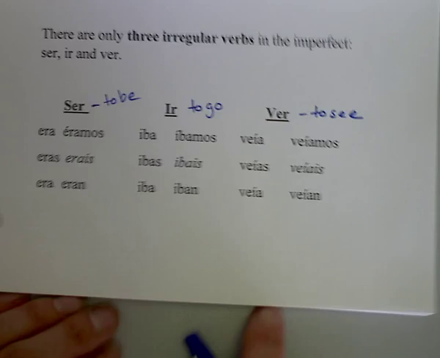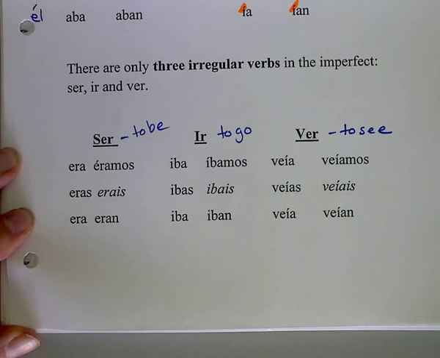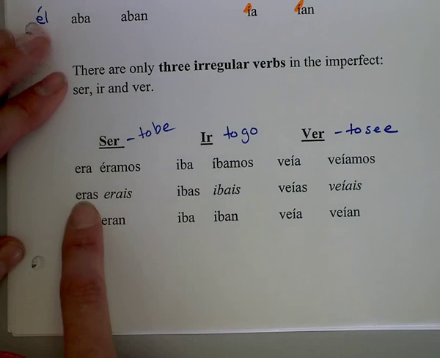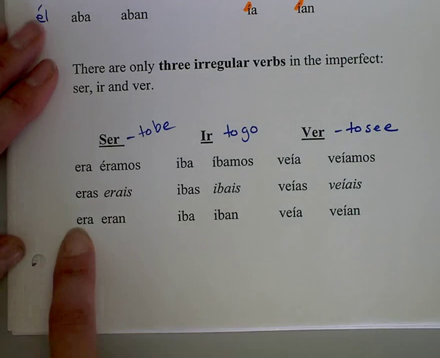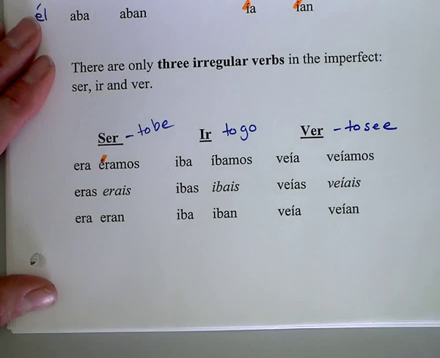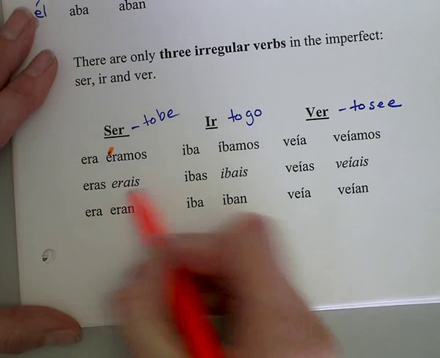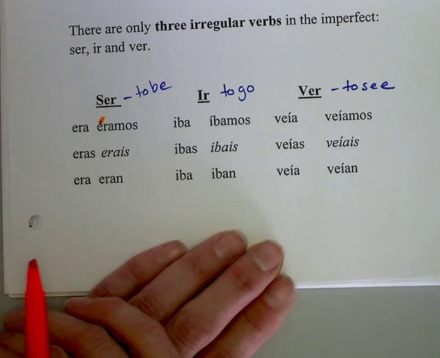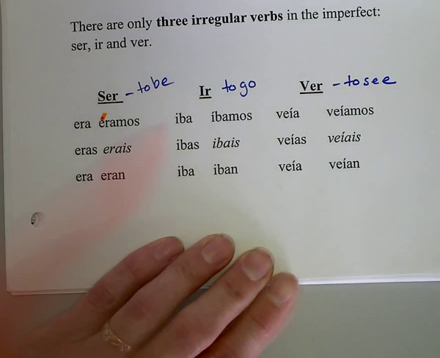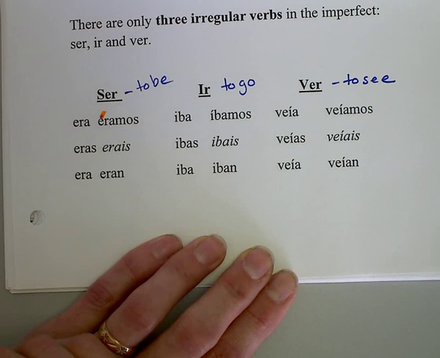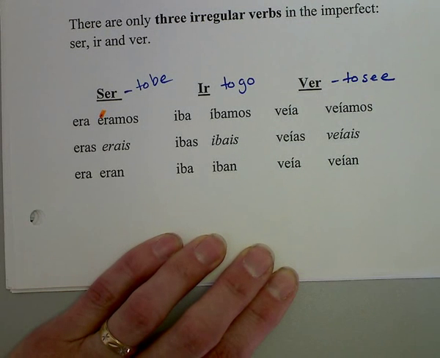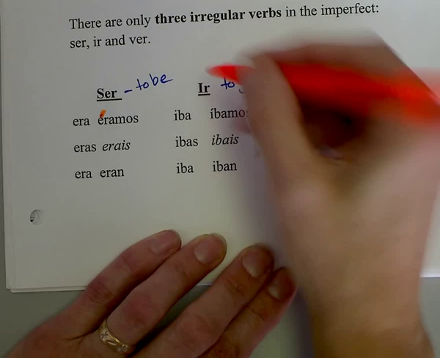That's it. So let's see how they are pronounced and written. Ser: era, eras, era, éramos, erais, eran. No, not Iran, eran. And ir: iba, ibas, iba, íbamos, ibais.